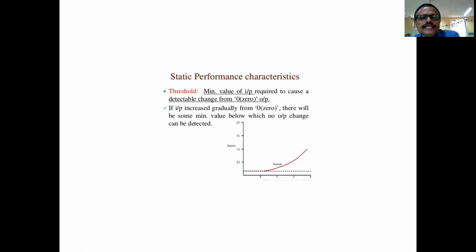If input is increased gradually, that is from 0, there will be some minimum value below which no output change can be detected. That means below this particular point, no output change is detected. After this, you can see the output change. That is the threshold point. Up to some point, even though you are increasing the input, the output changes are not visible. So that is explained in this graph.